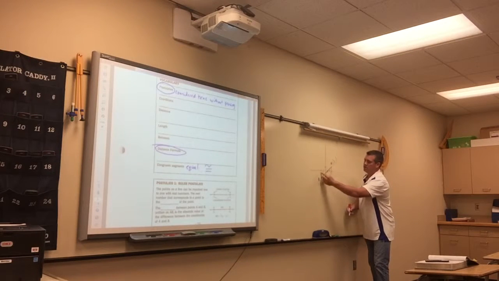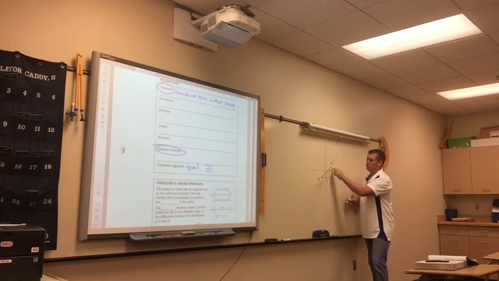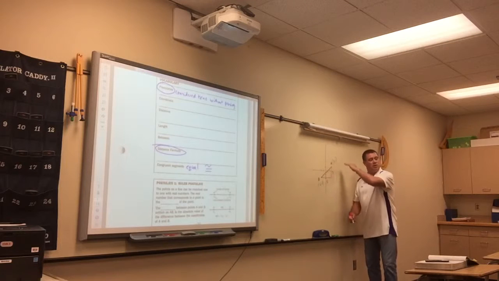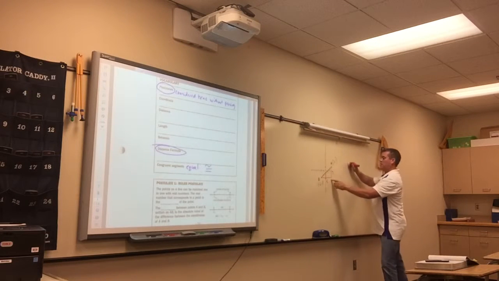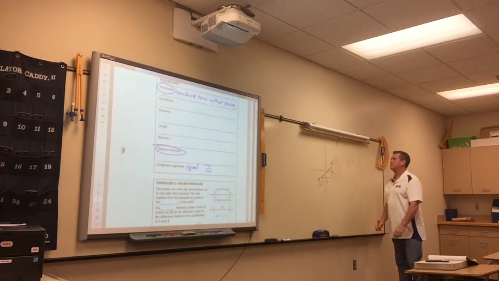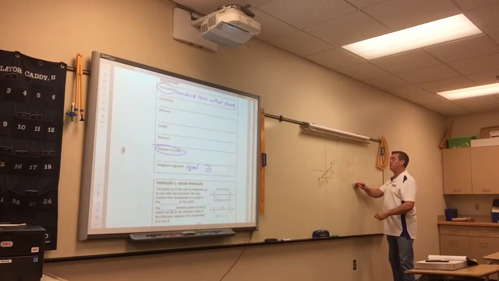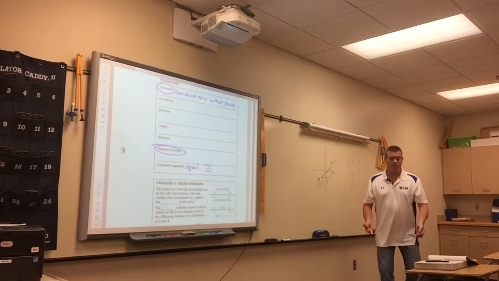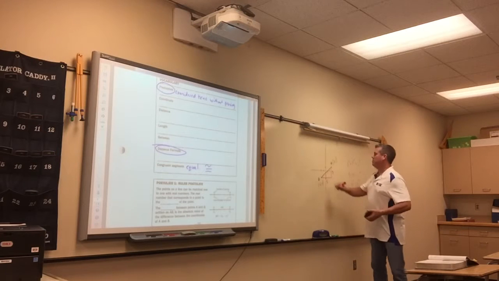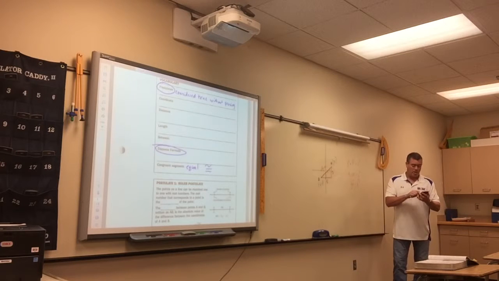How long is this leg? 1, 2, 3, 4, 5. How long is this? 1, 2, 3. So you're looking for the hypotenuse. So it's just 3 squared plus 5 squared equals the hypotenuse squared. So it's 9 plus 25, which is 34. And then you got to square root it. So again, you'll get a decimal. So you could either just leave it as the square root of 34, since that's not a perfect square, or round to the nearest tenth, it's 5.8.